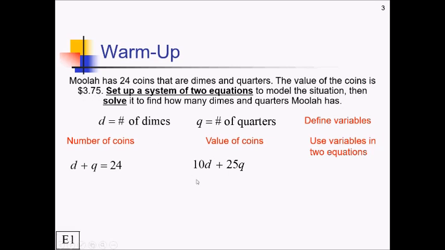Here I have to be a little bit careful though. I didn't want to use decimals, so I wrote 10 and 25 instead of 0.10 and 0.25. But I've got to be consistent and write my dollar amount in terms of cents as well. So I'm going to write 375 rather than 3.75.